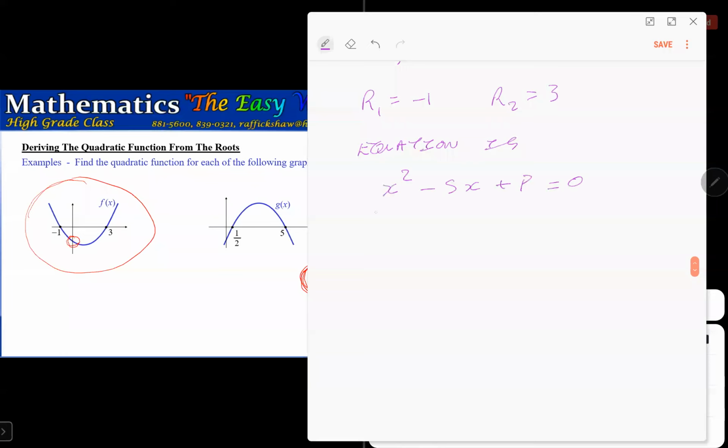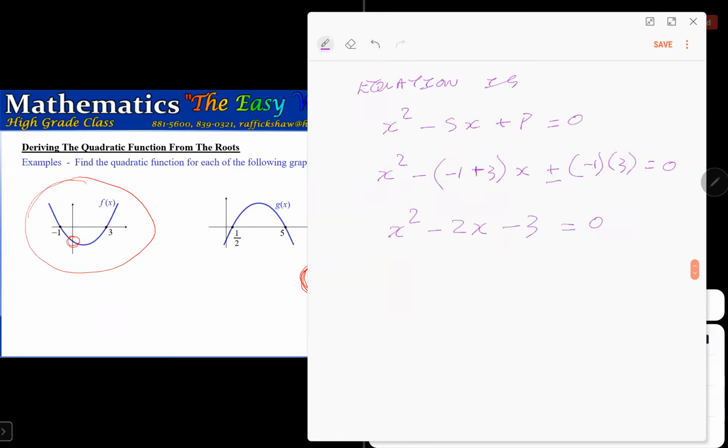All right, and so it will be x squared minus, and the sum will be minus 1 plus 3, times x plus the product, which would be minus 1 times 3, equals 0. Simple as that. Now what is this? 3 minus 1 is 2. So it will be x squared minus 2x. And 3 times minus 1 is negative 3. So it's plus negative 3, which is the same as minus 3, equals 0.